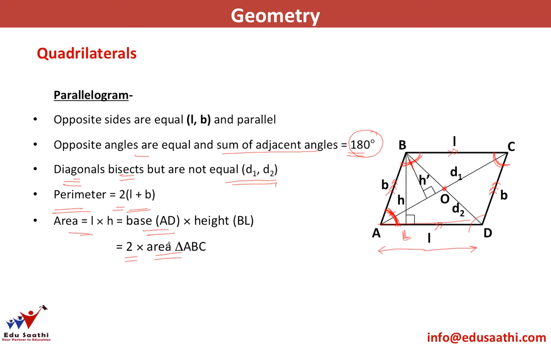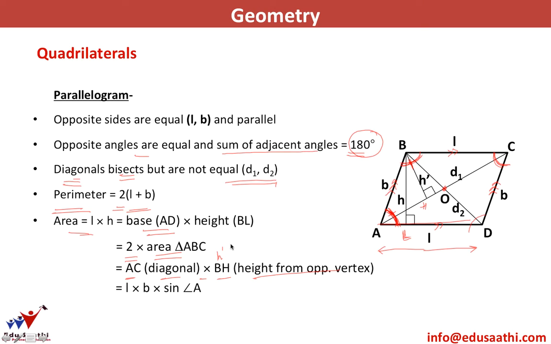So area of triangle ABC, if I look here, would be AC will be the base and H dash will be the height. So half into AC into H dash. Half and 2 will get cancelled out to give you your answer of AC, which is the diagonal, into BH, which is the height from the opposite vertex. So I'll just mark this H. You can also call it as H dash.